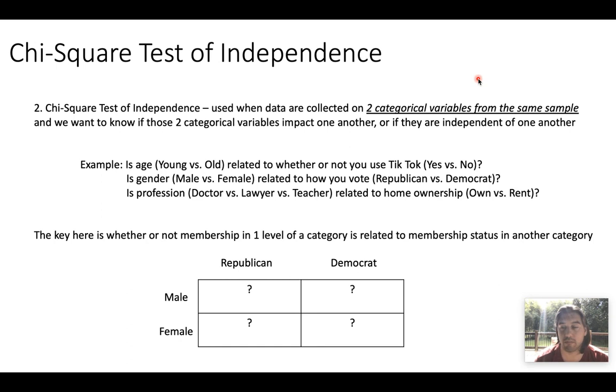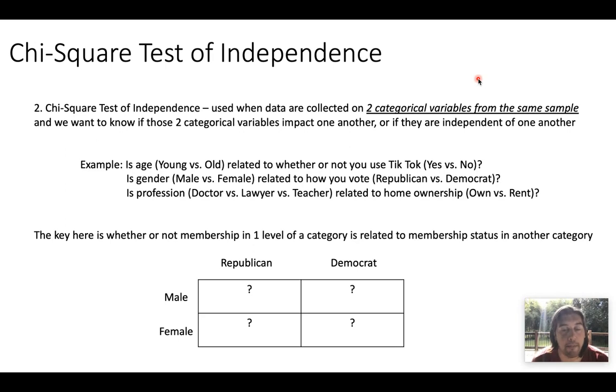Is your age, which we could define as young versus old, so categorical. We turned age into buckets, into a category. Is age, whether you're young or old, related to whether or not you use TikTok, yes or no? So you can have young people that use TikTok, young people that do not use TikTok, old people that use TikTok, old people that do not use TikTok. And so the question we're asking is, does your membership in the category of age relate to your membership in the category of TikTok usage?